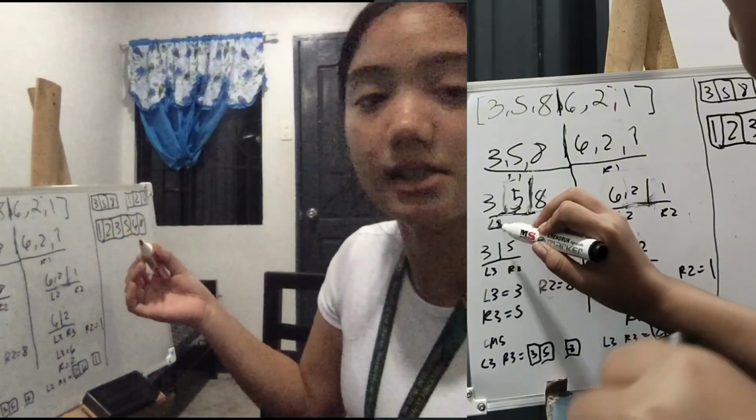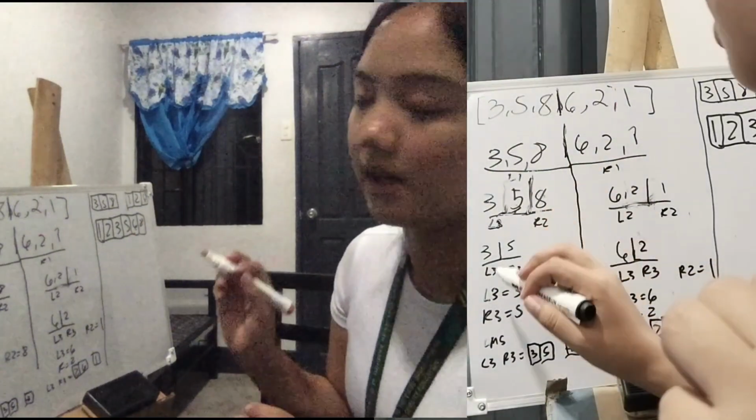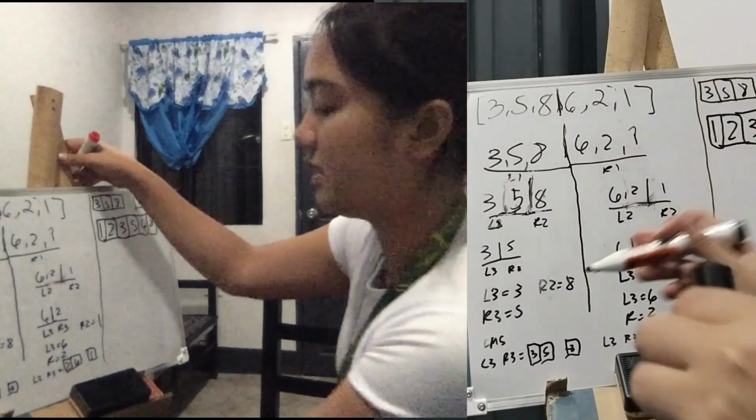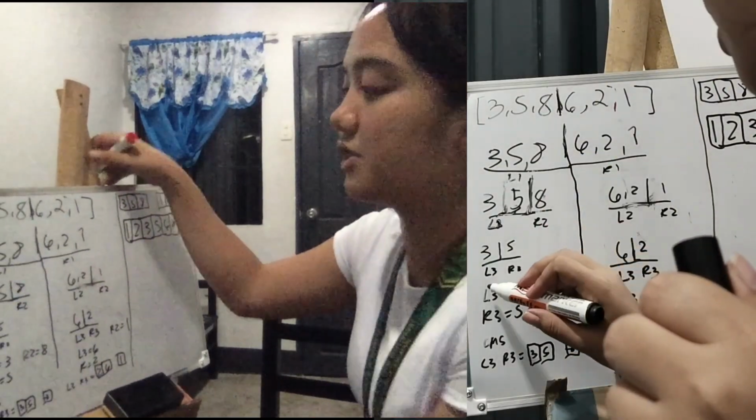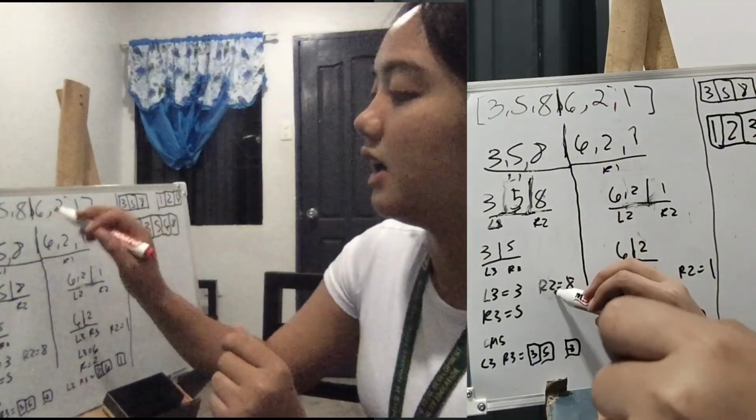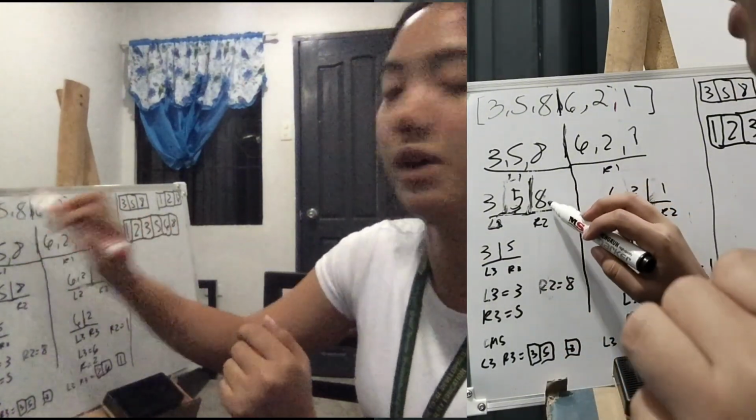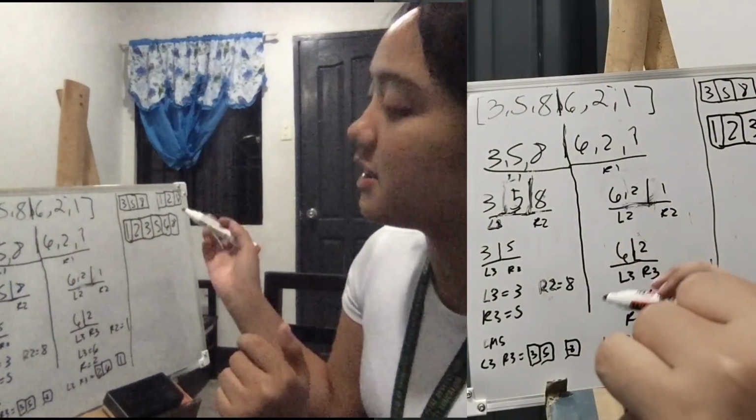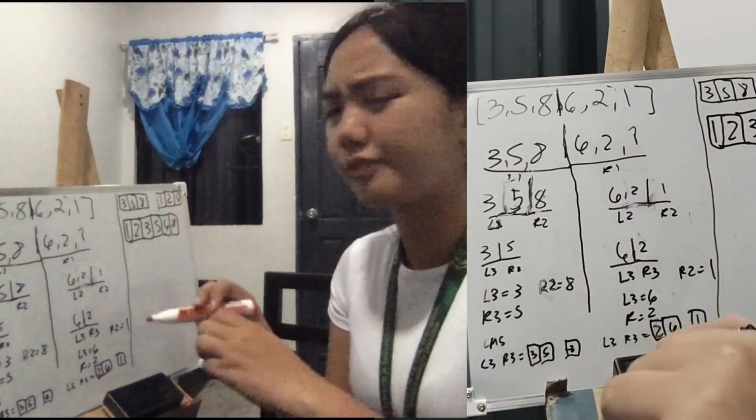Mag-merge ta, i-divide ta sila kung pila sila kabilog. So, pila sila kabilog? 6 sila. So, ito nga ata sila sa dalawa, which is the left and right. So, ang nasa left kay ang 3, 5, 8. Tas ang sa right kay 6 to 1.